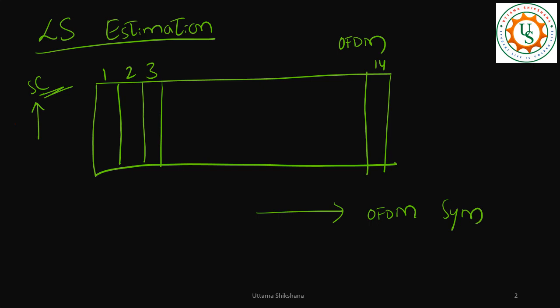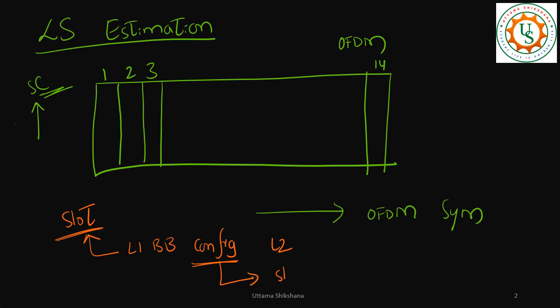So, for this one particular slot, we will get the configurations. L1 baseband would get the configurations from L2. This configuration will be static for this particular slot, whereas when we move to the next slot, we can get a different kind of configuration. So across slots, the configuration becomes dynamic. Now, what kind of configurations can we get?